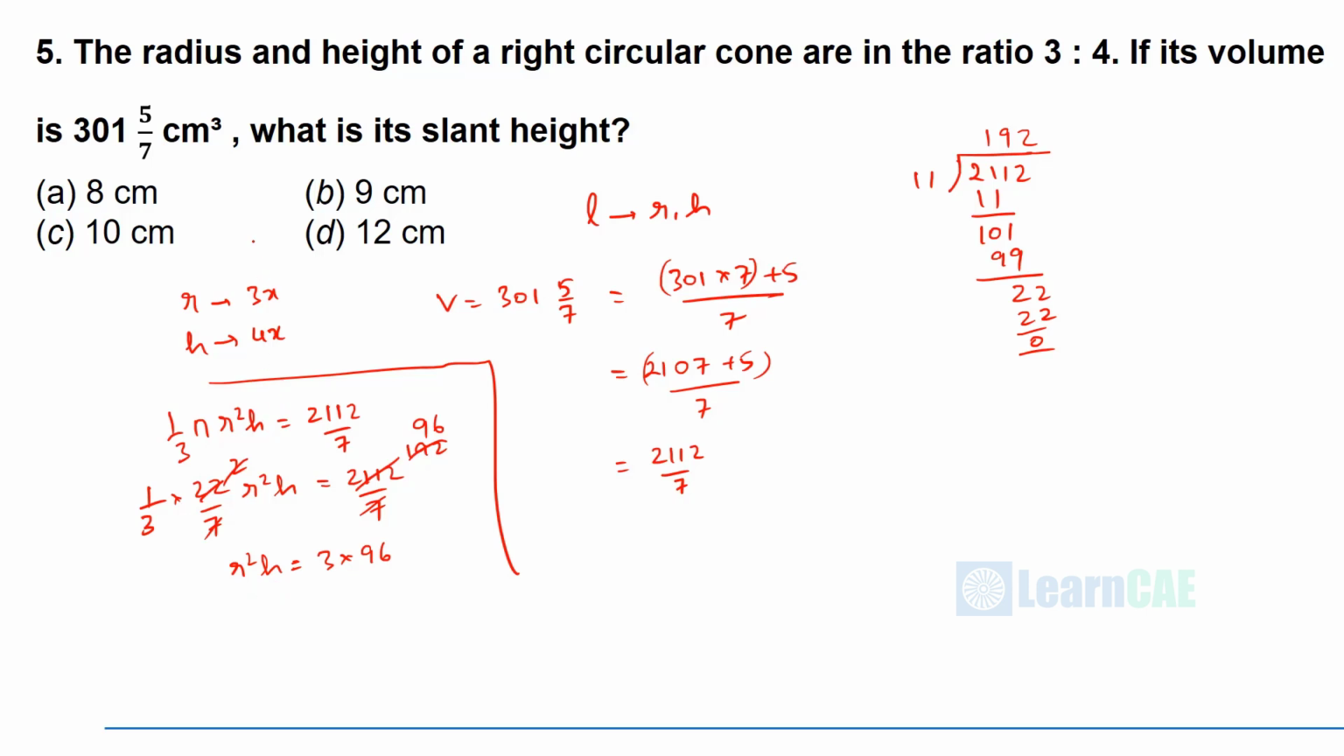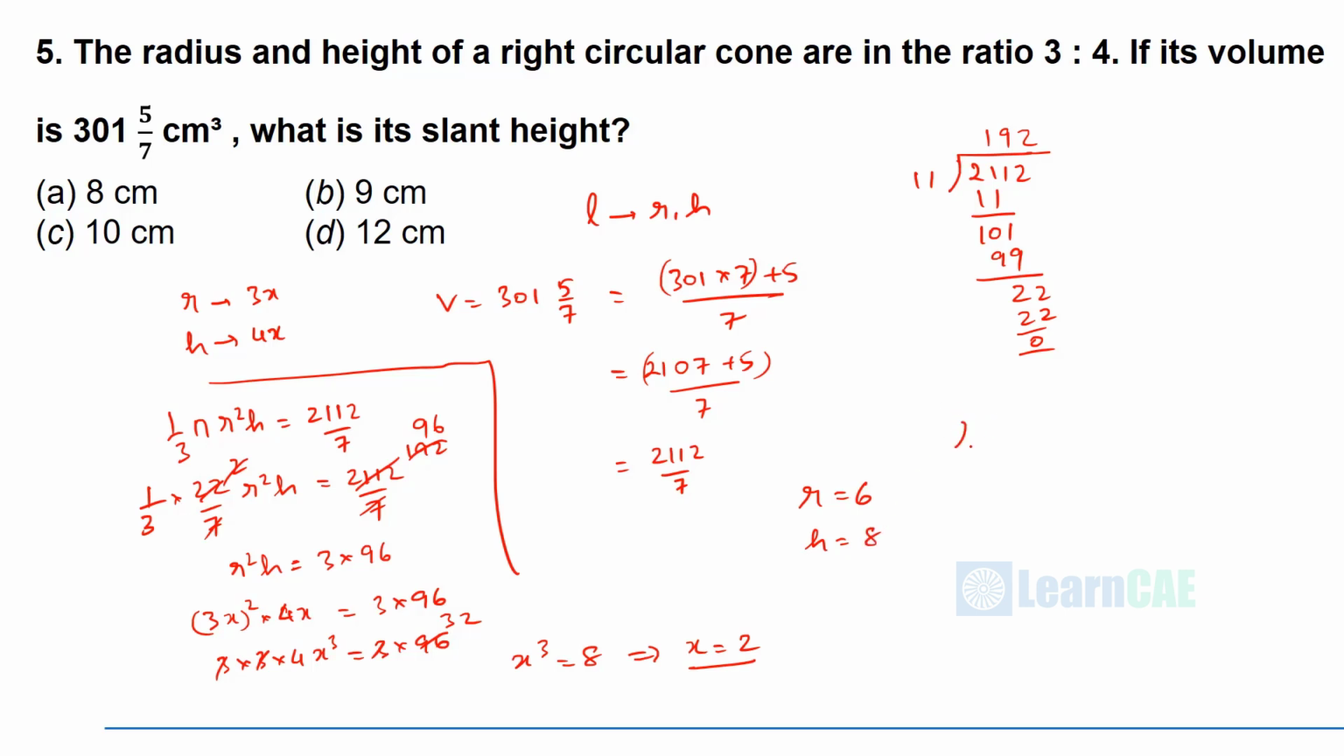We can substitute the values here. R squared is 3x whole squared into 4x, that is h value. This is equal to 3 into 96. We can expand this. 3 into 4 x cubed is equal to 3 into 96. We can cancel these 3 and this will be 32. So x cubed will be equal to 32 by 4, that is 8, implies x is equal to 2. So the radius will be equal to 3x, that is 3 into 2, 6, and height will be equal to 4x, that is 4 into 2, 8.